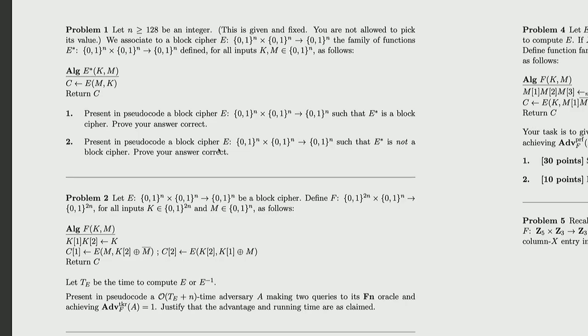Okay. And here you do the opposite. You have to give a block cipher E where E star is not a block cipher. So now the things that people get confused about is they may start designing this, but you're not designing this, you're designing this. Once you design this, this is automatically defined. Okay, so your choice is here, not here. But you have to do this in such a way that something happens here.